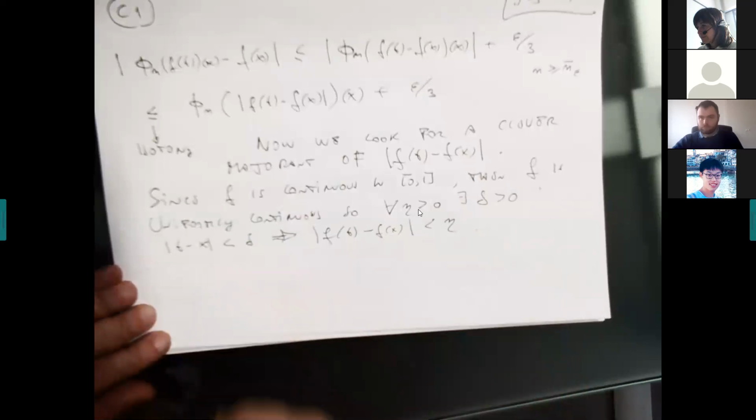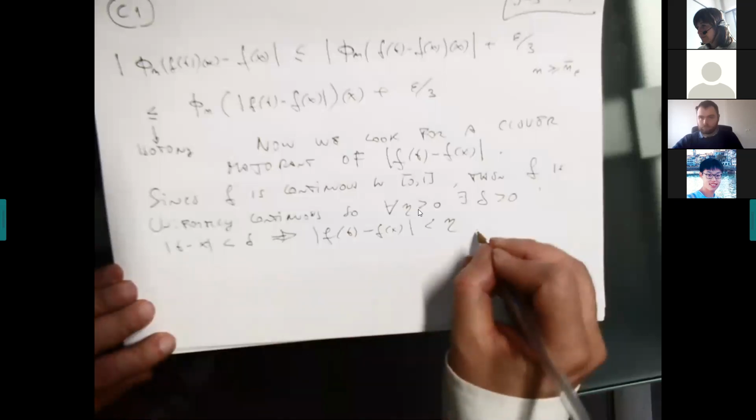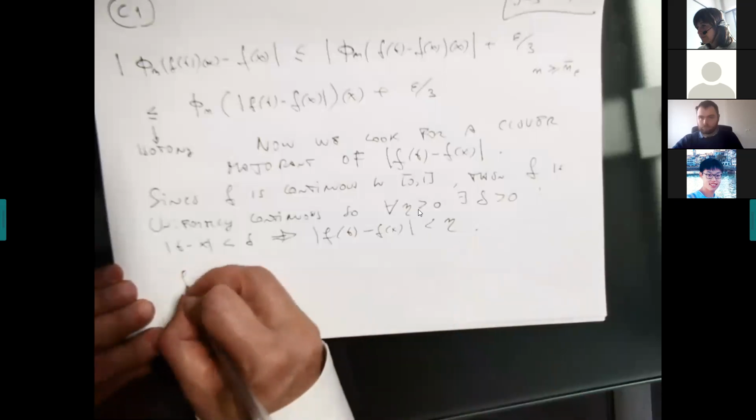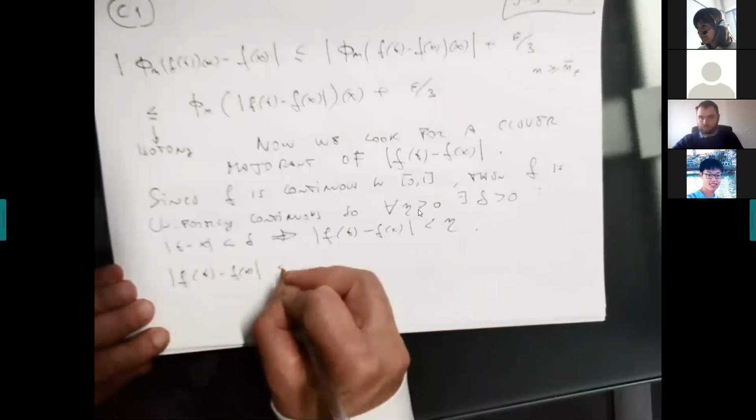Here is the genius idea of Korovkin. The proof is really elementary, but here there is a very clever idea. This is the point which is important for the proof. So |f of t minus f of x| is bounded by what?